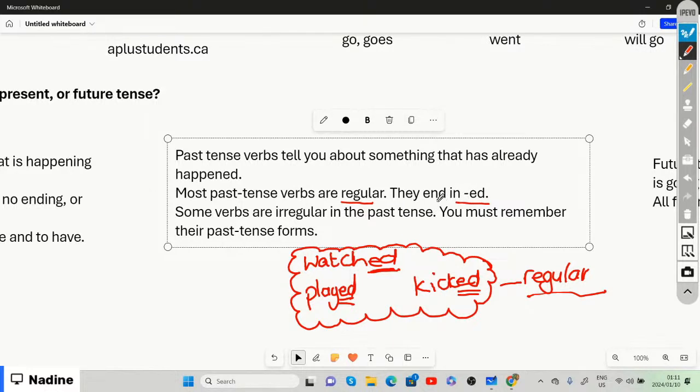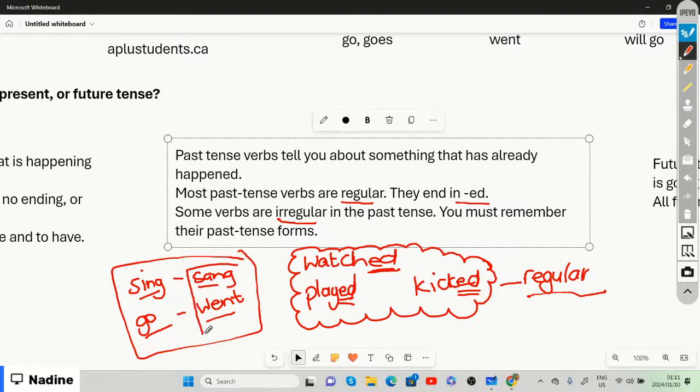And then we have some verbs that are irregular in the past tense. For example, I sing a song. Last year in the choir, I sang a song. So you see the word changes from sing to sang. I go to school. Yesterday, I went to school. Do you see how the word changes? Because these are irregular in the past tense.